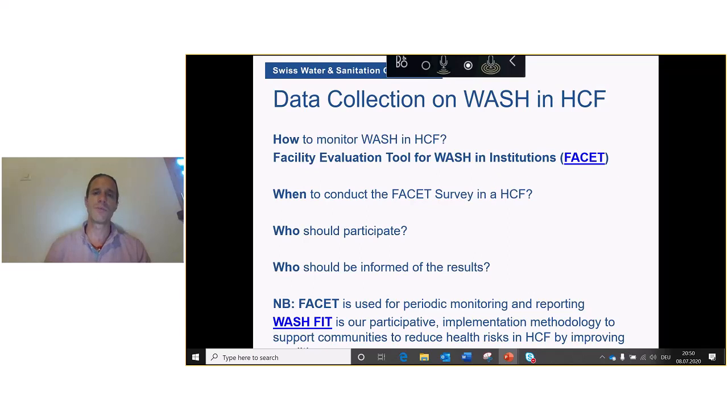I'd just like to make the distinction between FACET and WASHFit. FACET is our punctual monitoring tool. It is mobile data collection based and it's online. We also have WASHFit, which is the facility improvement tool. Far from a monitoring tool, this is a methodology. This is what we use on a day-to-day, week-to-week basis when we're interacting with the management committee of a healthcare facility and the healthcare facility staff. So this is a participative risk analysis and improvement monitoring tool which promotes continuous quality improvement within healthcare facilities. And this is our tool of choice for the day-to-day, week-to-week implementation in the third phase of the consortium.